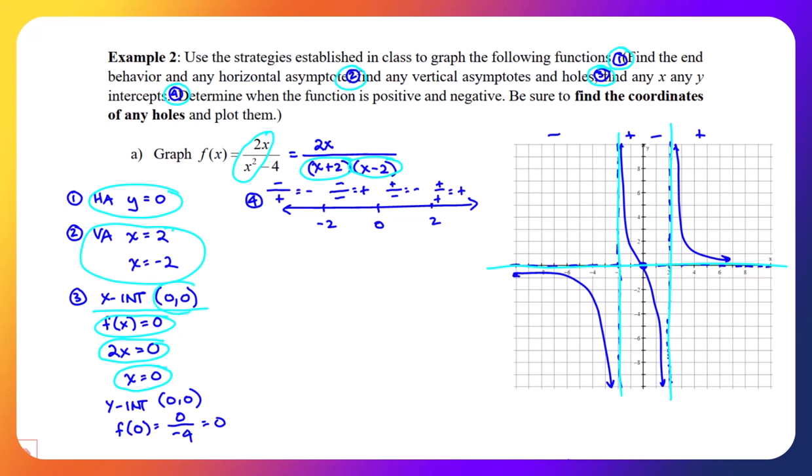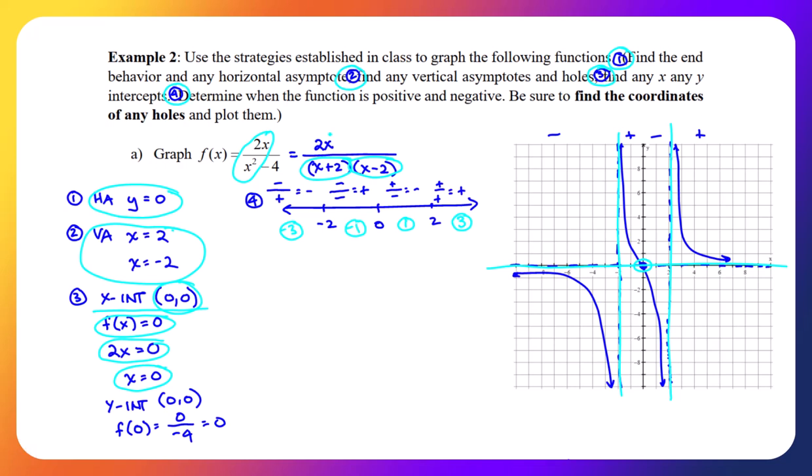So 0, 0 is the x-intercept, and as we just saw in the previous example, if that's the x-intercept, it's also the y-intercept because it hits both the x and y axis. Same thing we did in the last one. We test regions. Negative 3 is to the left of negative 2. Negative 1 is between 0 and negative 2. 1 is between 0 and 2.